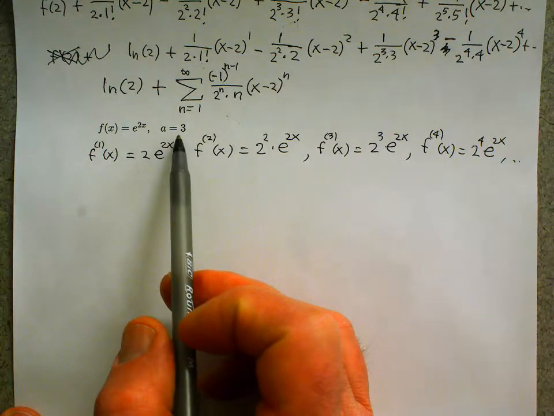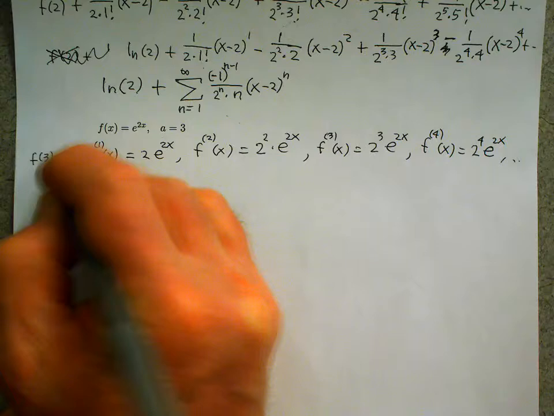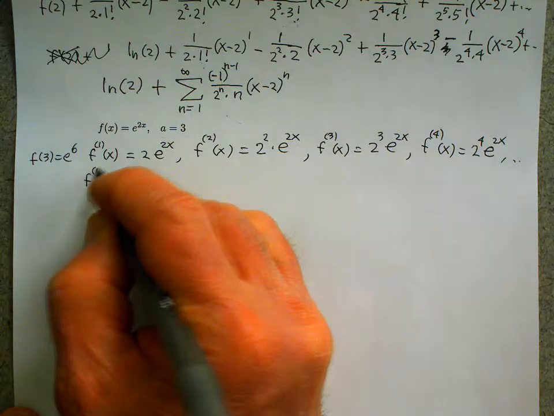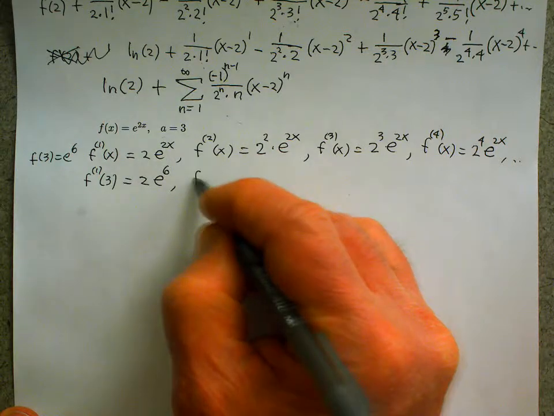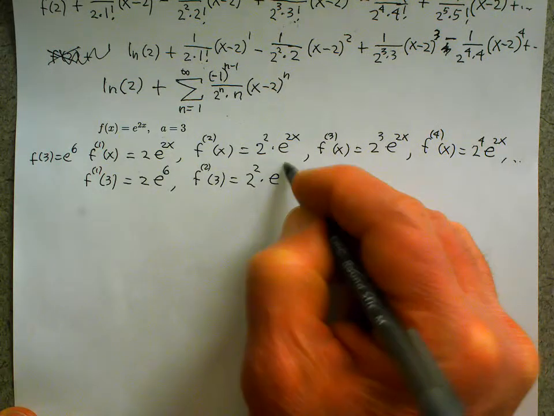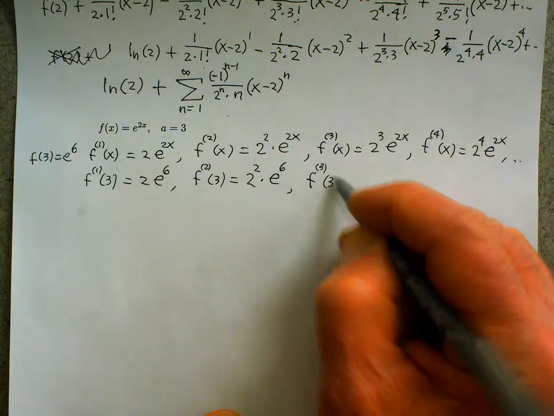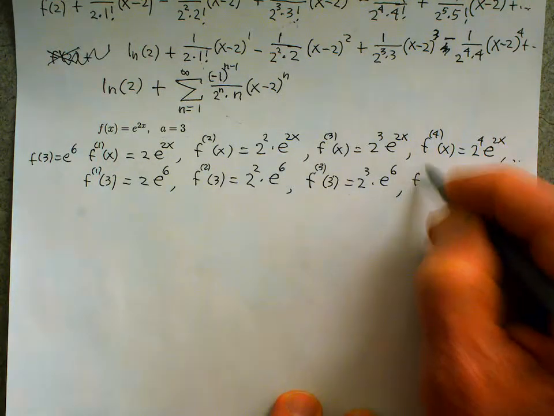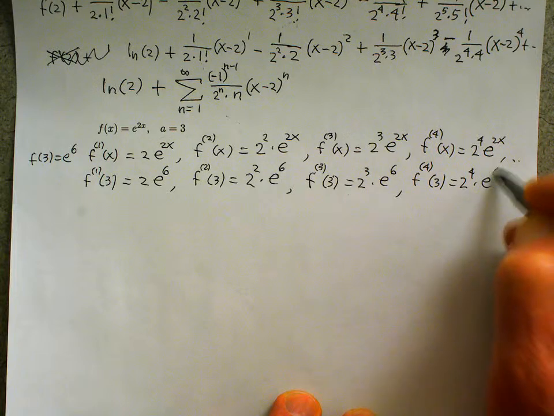And then each of these evaluated at a equals 3. So f of 3 is just e to the 6th. Then the first derivative evaluated at 3 is 2 times e to the 6th. The second derivative evaluated at 3 is 2 to the second times e to the 6th. The third derivative evaluated at 3 is 2 to the third times e to the 6th. Then the fourth derivative evaluated at 3 is 2 to the fourth times e to the 6th.